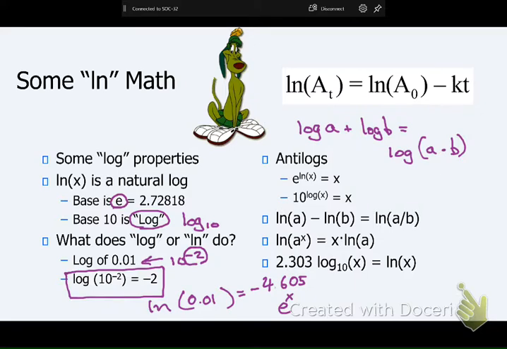Okay. If you want to get rid of a log, you have to do the anti-function. And the anti-function for log base 10 is just raising 10 to the power of that number, and that gives you the number back. You can do it either way. You can say the log of 10 to the x ends up being just x. So the anti-log functions work either way.